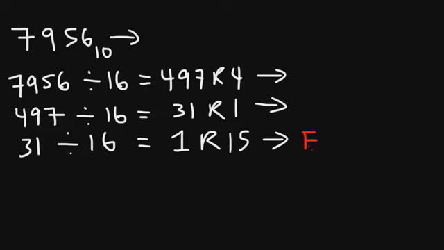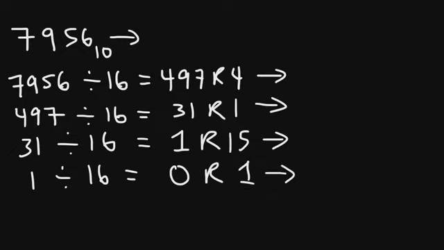And then, actually no, we're not finished yet. This needs to be a 0. So now we need to divide 1 by 16. 1 divided by 16 is 0, with a remainder of 1. So now we're finished. Don't forget that, because I almost did. You need to get a 0 here before you can finish. So a remainder of 1.